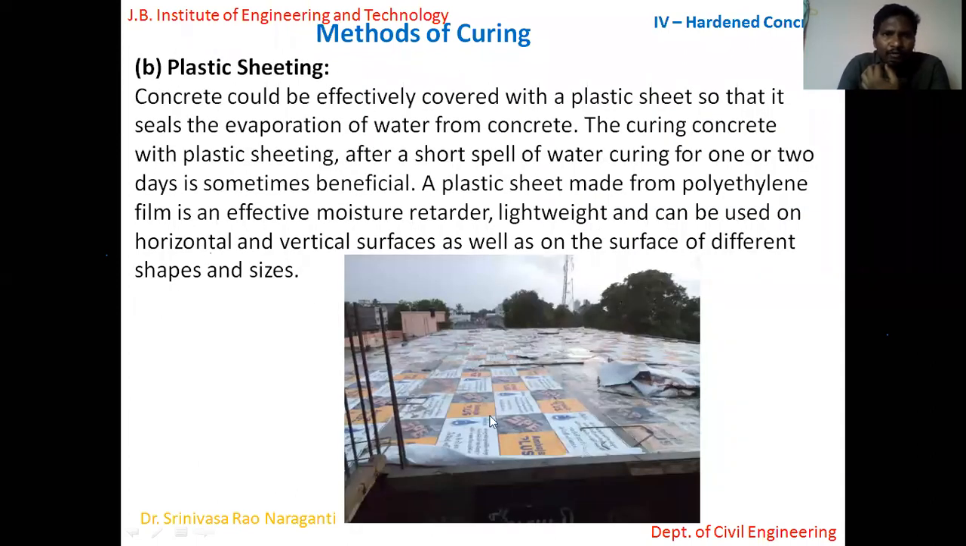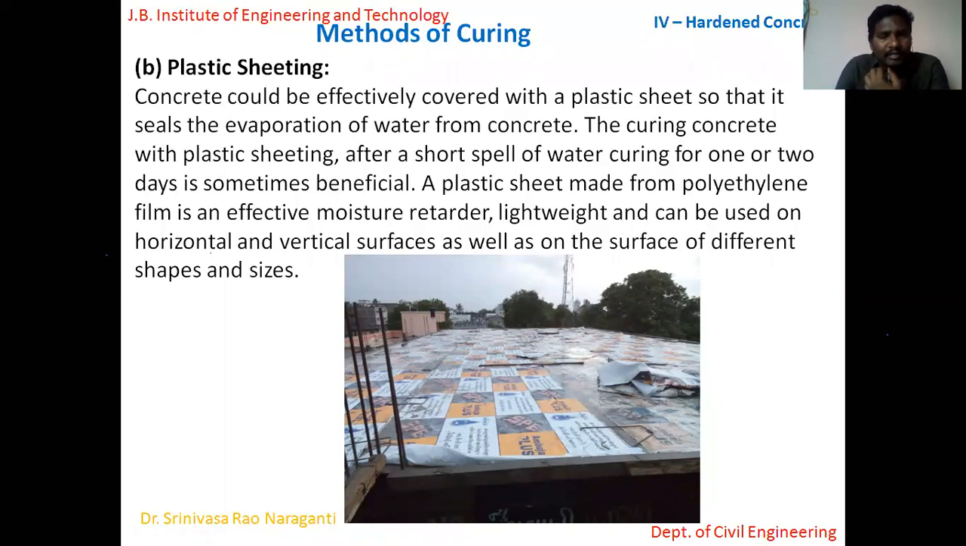One more method is we use plastic sheets. Again, you put the water, then put the plastic sheets on that. Because of the plastic sheets, evaporation doesn't happen, so the water remains inside. Then again, you will be able to maintain the wetness here. One more thing is you make the water available.